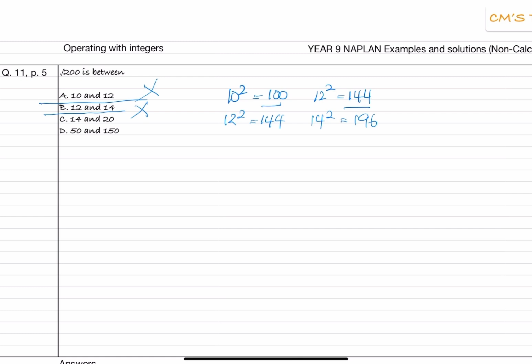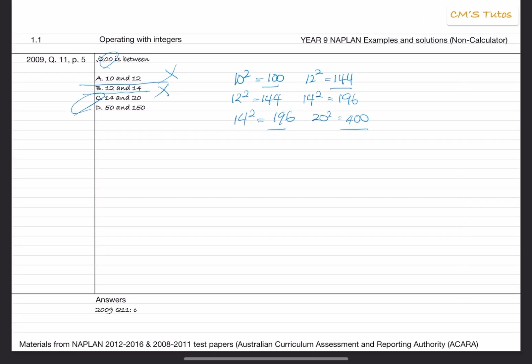What about our third option? Well, the third option is 14 squared equal to 196. We know that 20 squared is equal to 400. So is our 200 between 196 and 400? Yes, it is. So the answer is option C.